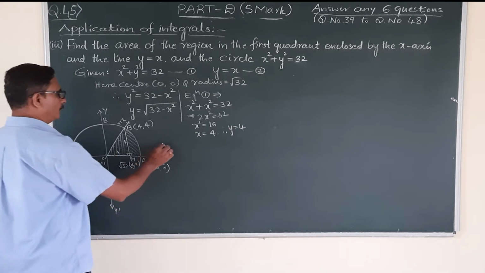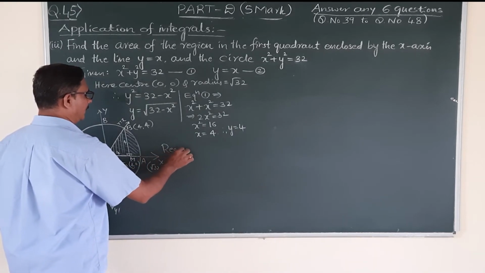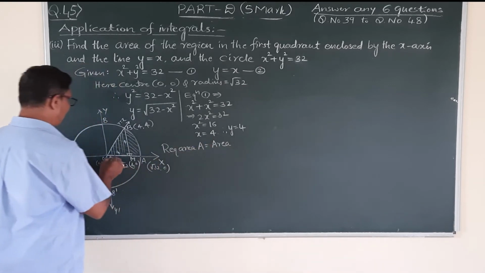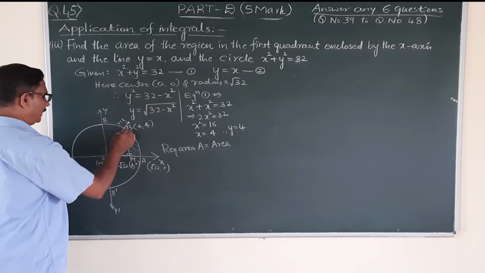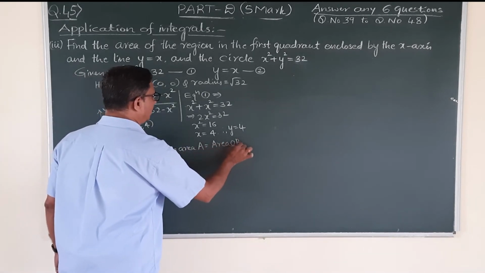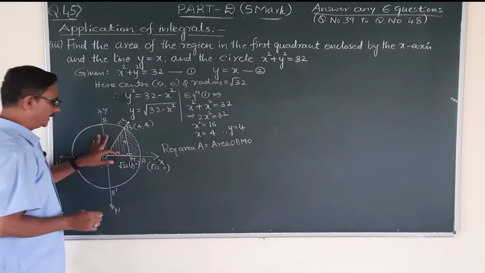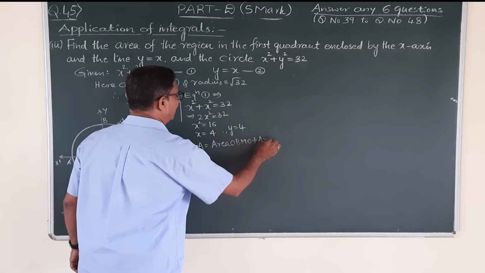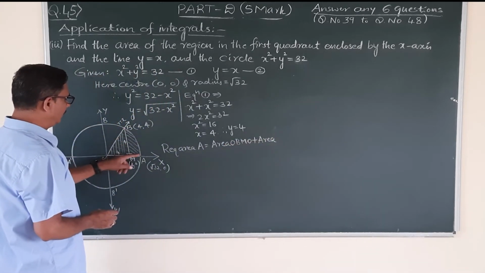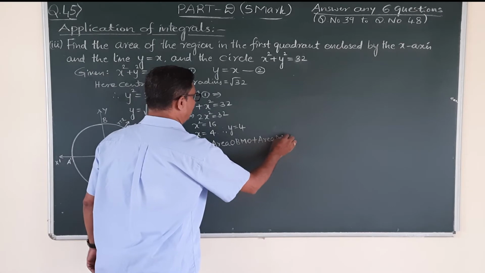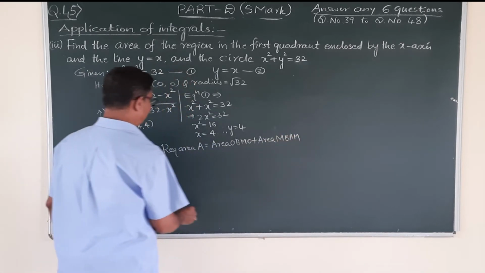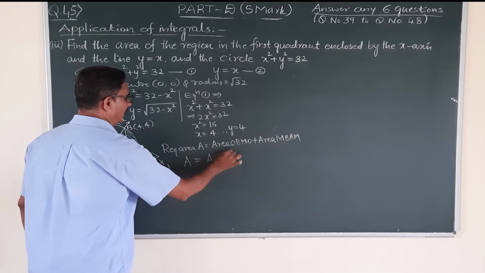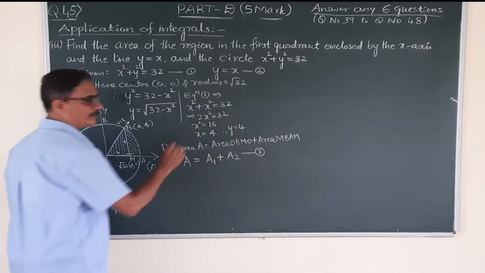Now the required area A is equal to the area of the first part, OBMO. Find out the area of this one part. Next, another part, plus the area MBAM. So A is equal to area OBMO, denoted by A1, and MBAM denoted by A2. Call it equation 3.